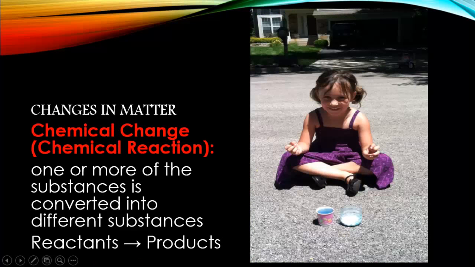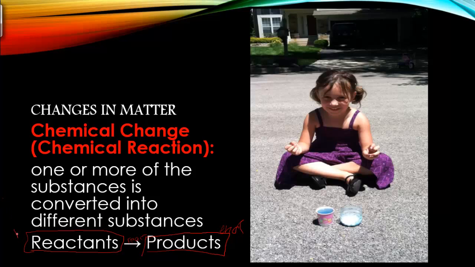Next we have chemical changes. Chemical changes is when one or more substances changes or is converted into another substance. So whatever we start with is going to be our reactants. So that's what we start our reaction with. Then this is the actual reaction, and we get products. So products we end with. So this is the end, and this is the beginning.